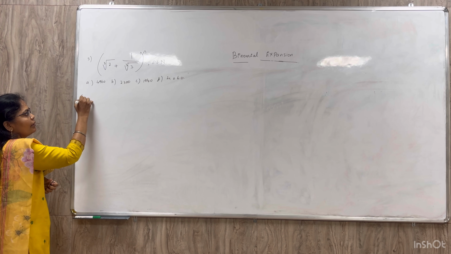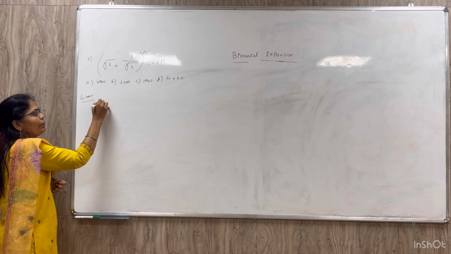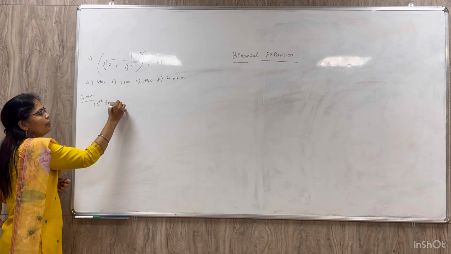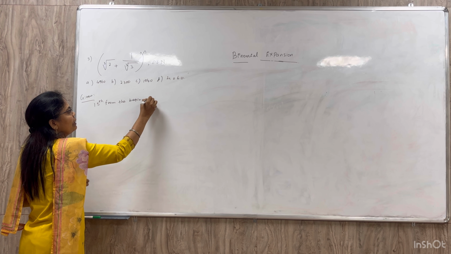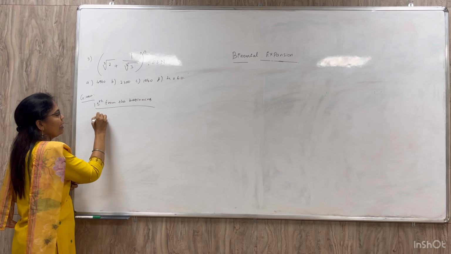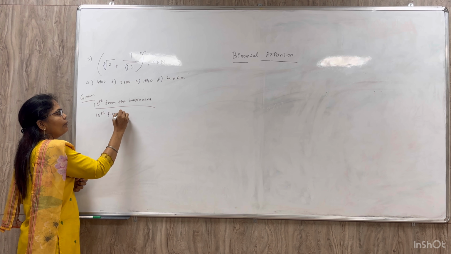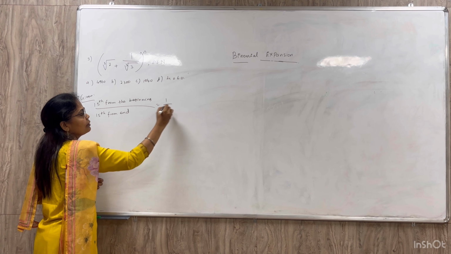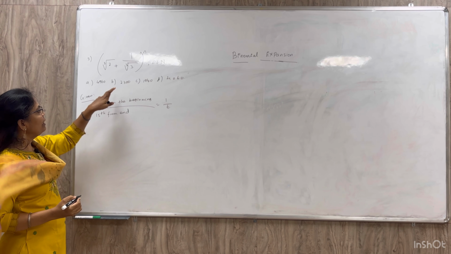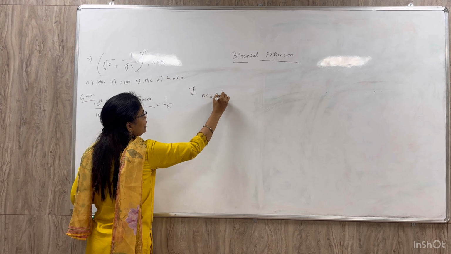This is given: the 15th term from the beginning divided by the 15th term from the end, the ratio is 1 by 6. They are asking us to find the value of nC3, because first we have to find the value of n.